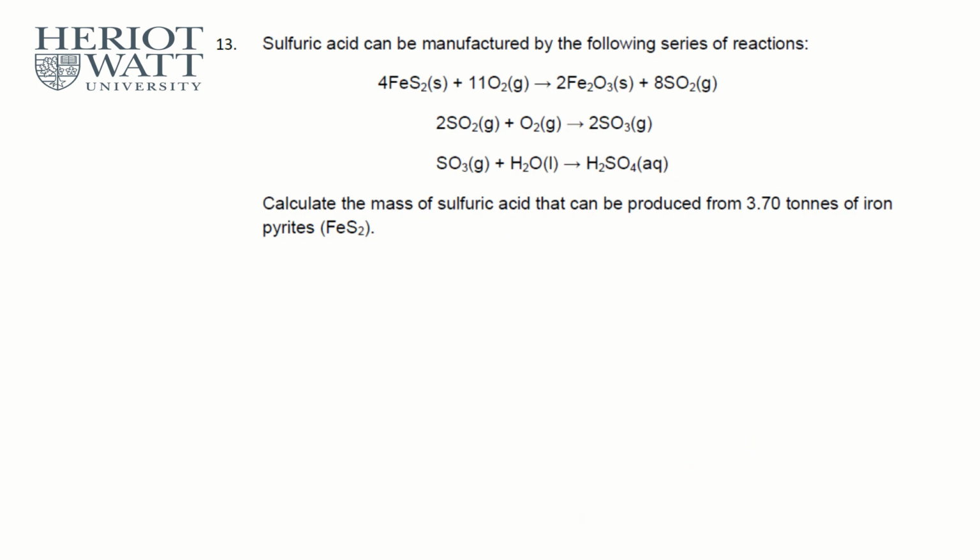Okay, sulfuric acid for question 13. Calculate the mass of sulfuric acid that can be produced. They want to know the mass. From where? From 3.7 tons of iron pyrites, FeS2. So how many tons do we have? 3.7 tons. What to do next? I have 3.7 tons divided by the molar mass of FeS2.